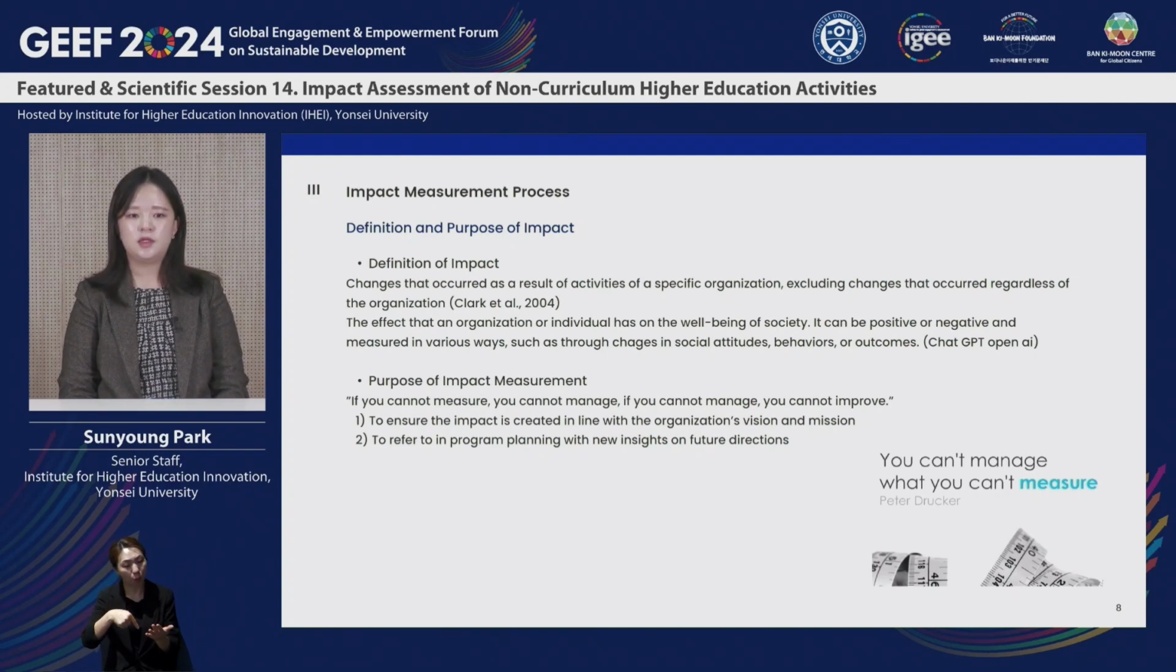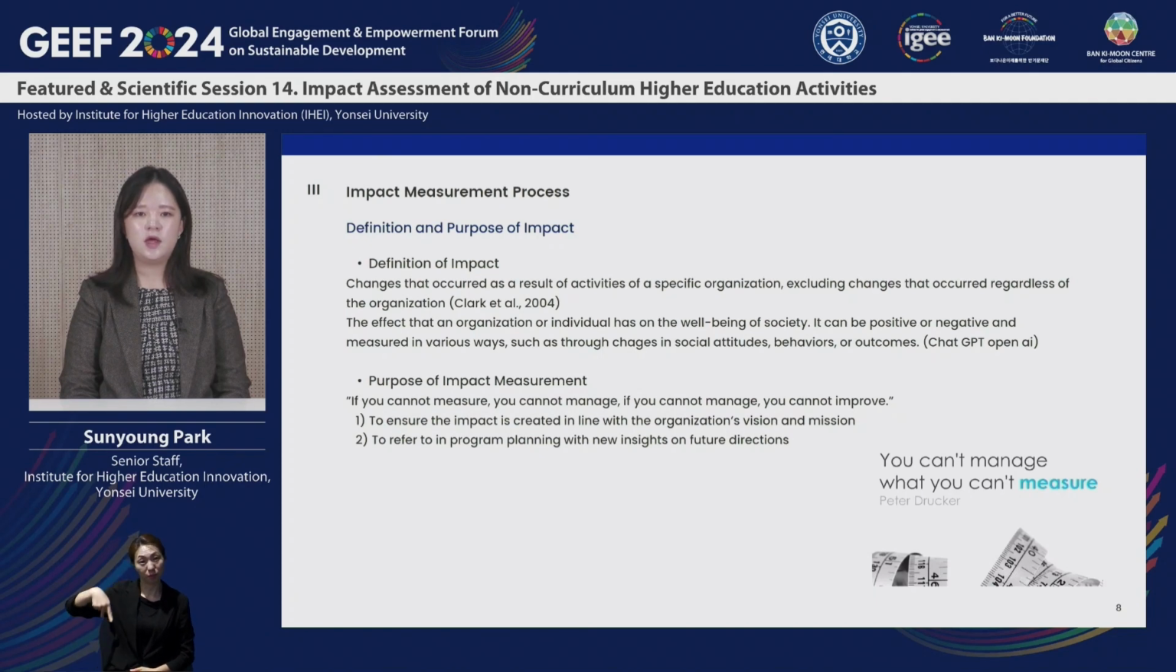First, what is impact? According to one researcher, impact refers to the changes that occur as a result of activities of a specific organization. When asked, ChatGPT also mentioned that it is the effect that an organization or individual has on the well-being of society. So why do we measure this impact? Because if we cannot measure, we cannot manage. And if we cannot manage, we cannot improve.